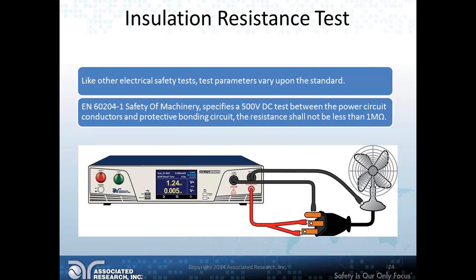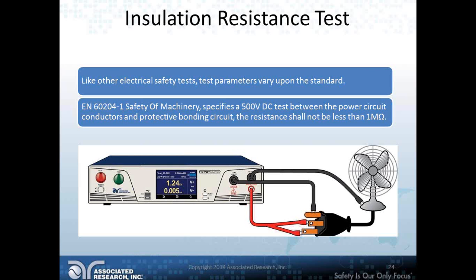Some other considerations for the insulation resistance tests are that, like other electrical safety test parameters, they vary depending on the standard. For example, EN 60204-1, which is the standard for safety of machinery, specifies a 500-volt DC test between the power circuit conductors and the protective bonding circuit, and the resistance shall not be less than 1 megohm. So here, again, our standard is telling us exactly what we need to set for our insulation resistance test.